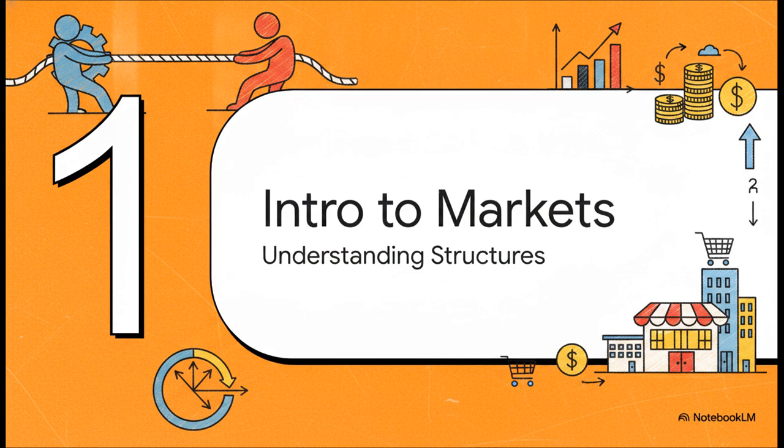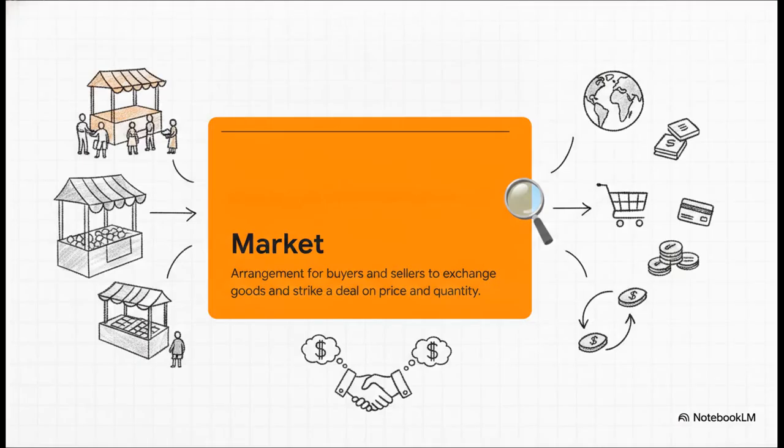Okay, Section 1, Introduction to Market Structures. Let's start by defining the actual arena where this economic tug-of-war takes place. When I say the word market, you probably picture a bustling, crowded physical bazaar, right? Well, in economics, a market isn't just a physical place anymore. It's actually an arrangement. It's literally any system, regardless of geography, that allows a deal to be struck. So if buyers and sellers can come into contact, whether directly or indirectly, and they agree on a price and a quantity, boom, you have a market.